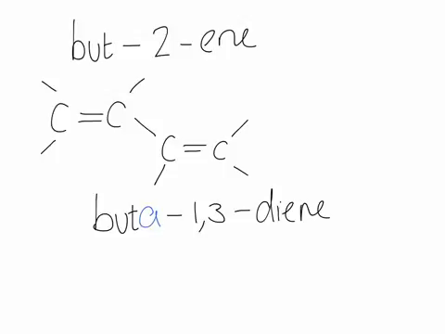That's just the rule. If there's two double bonds, then we change it from BUT to BUTA. With alcohols, there's a similar rule in that if I have two alcohol groups, so two hydroxyl groups, then it changes its name slightly. So let's do an example of that.